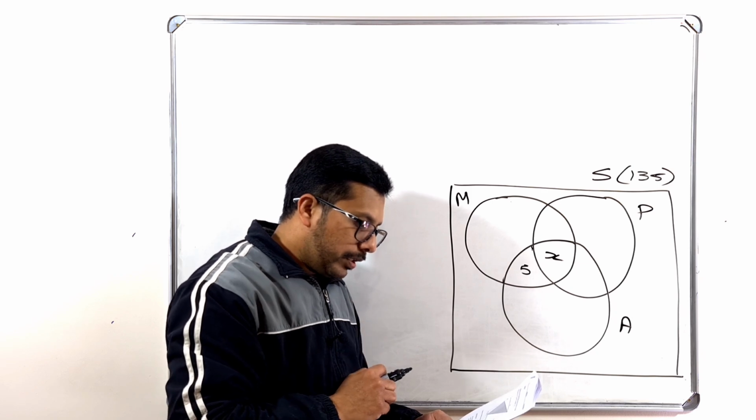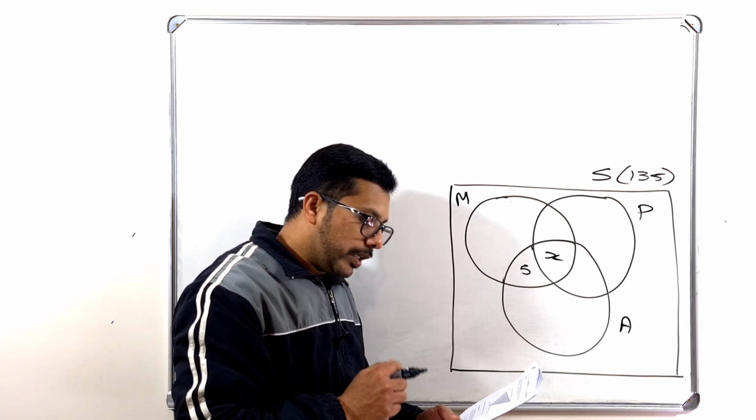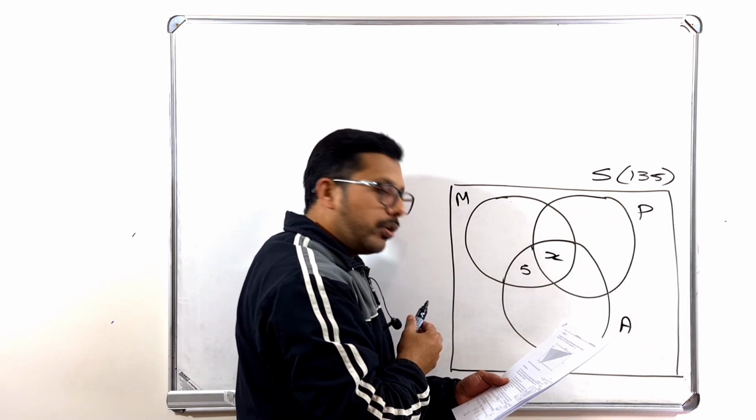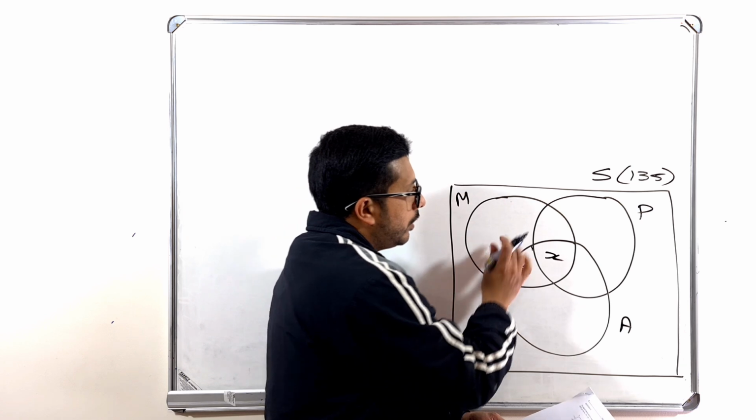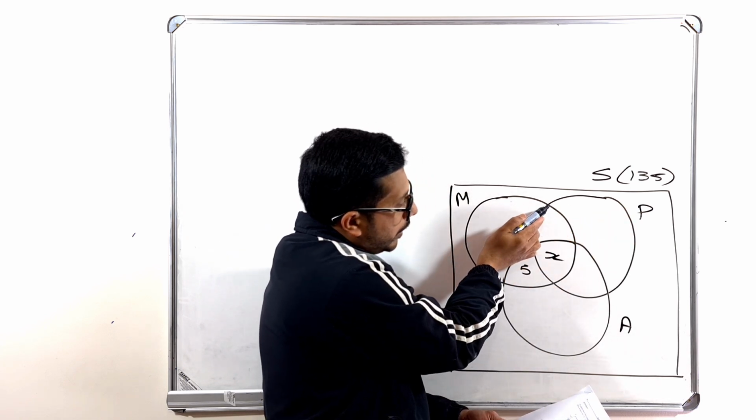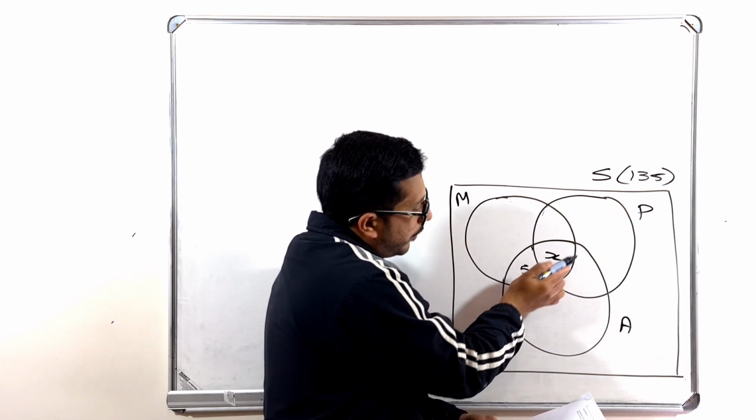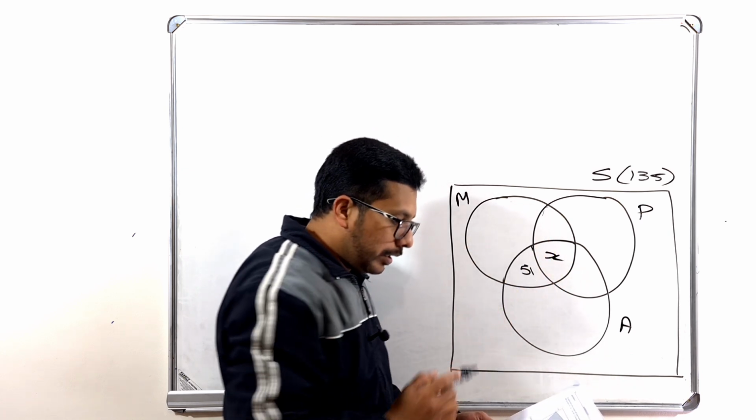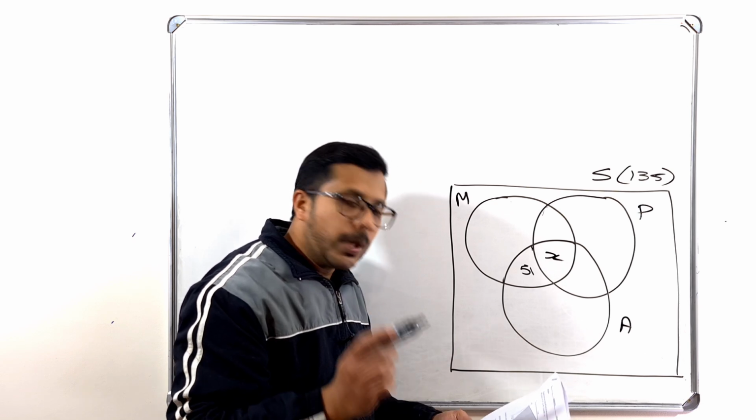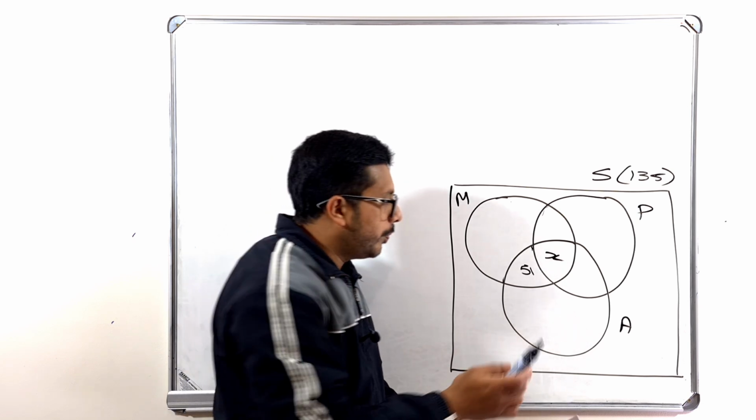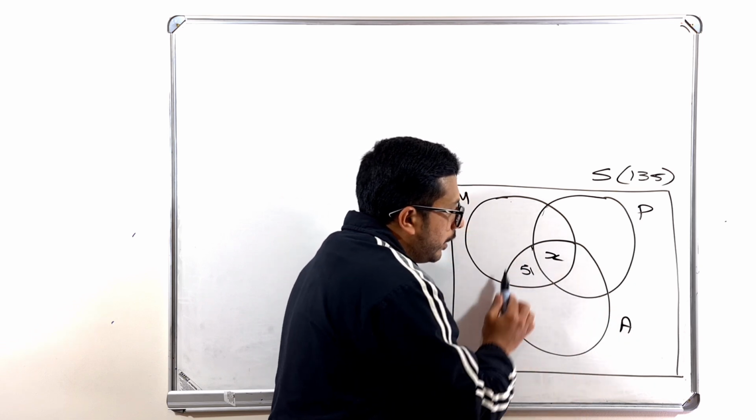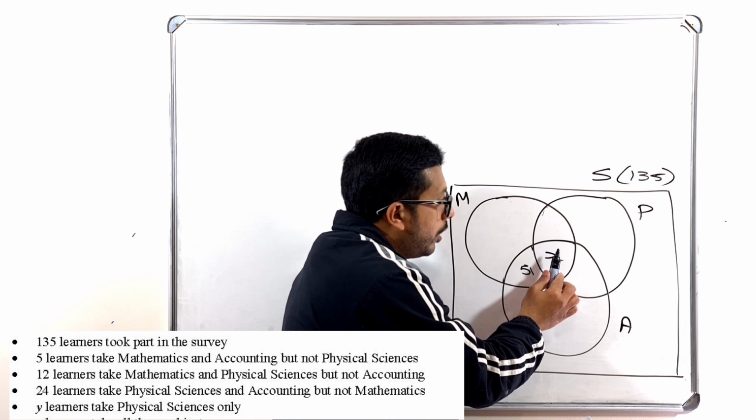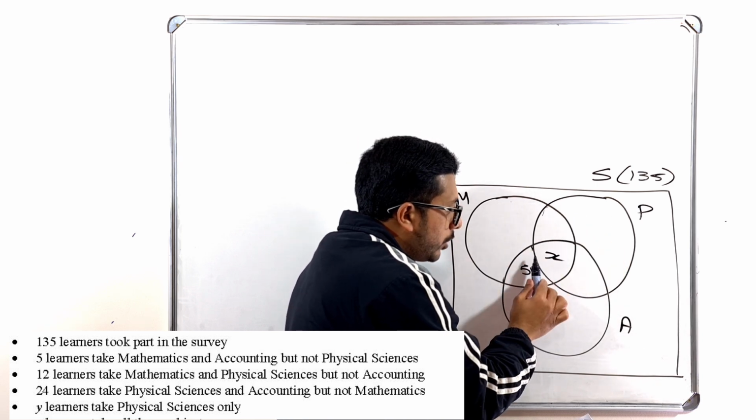Okay, third bullet. 12 learners take mathematics and physical science but not accounting. So here maths and physical science, which one is the common area? This is the common area, am I right? Maths and physical science, this one is the common area, okay? But here it is written maths and physical science but not accounting. So it means that this accounting area we can't include. So this area is for accounting also. Am I right? Okay.